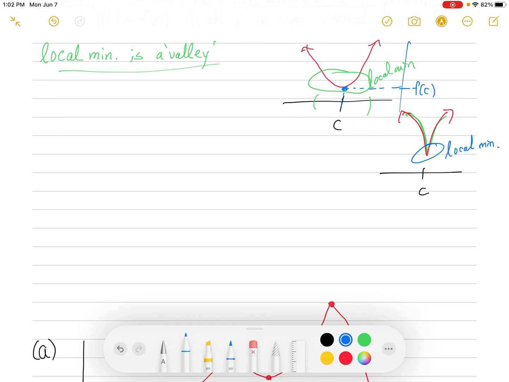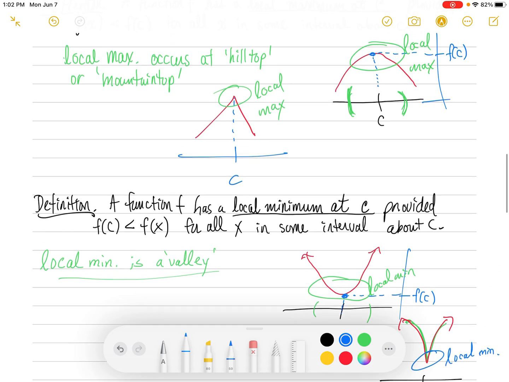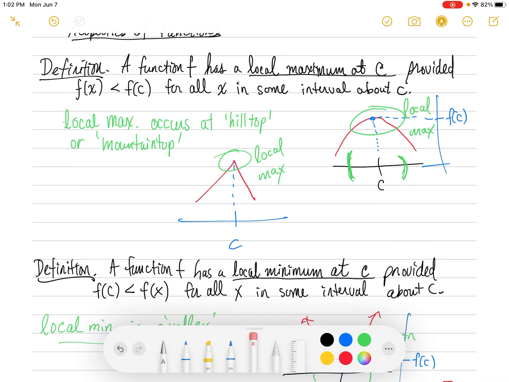I'm going to talk about absolute maxes and absolute mins now. Absolute max and absolute min.